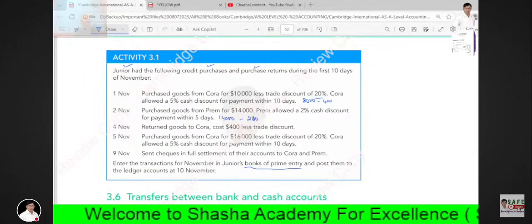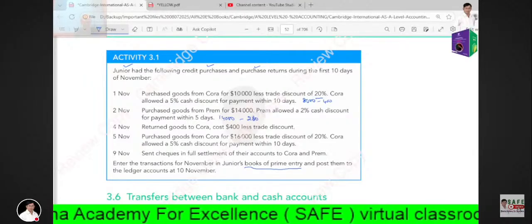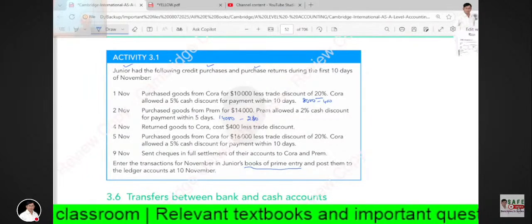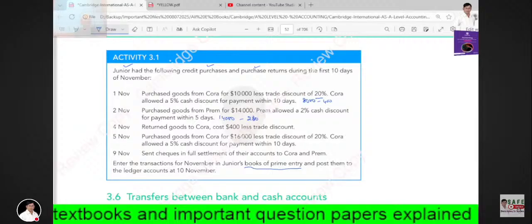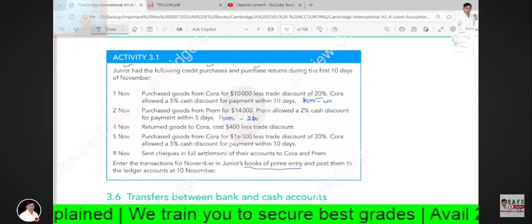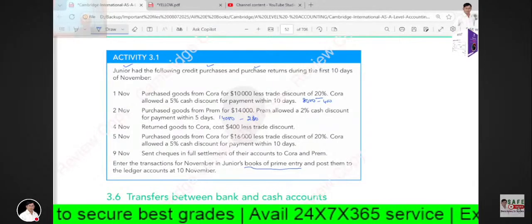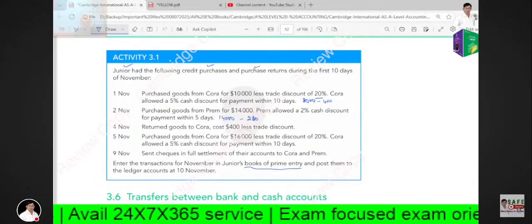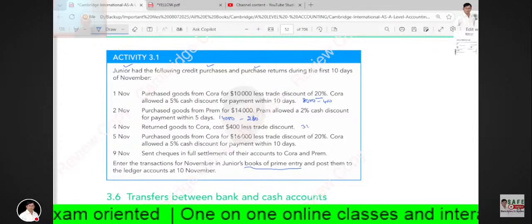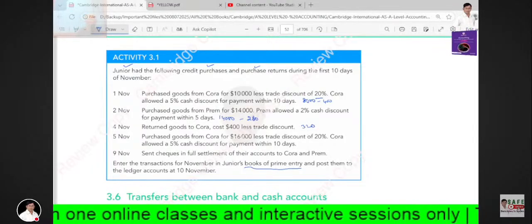Return goods to Cora cost 400 less 10% trade discount. So you had bought from Cora at a discount of 20%, so you are sending back 400. So 400 minus 20% is 80, 320. So it will be recorded at 320.